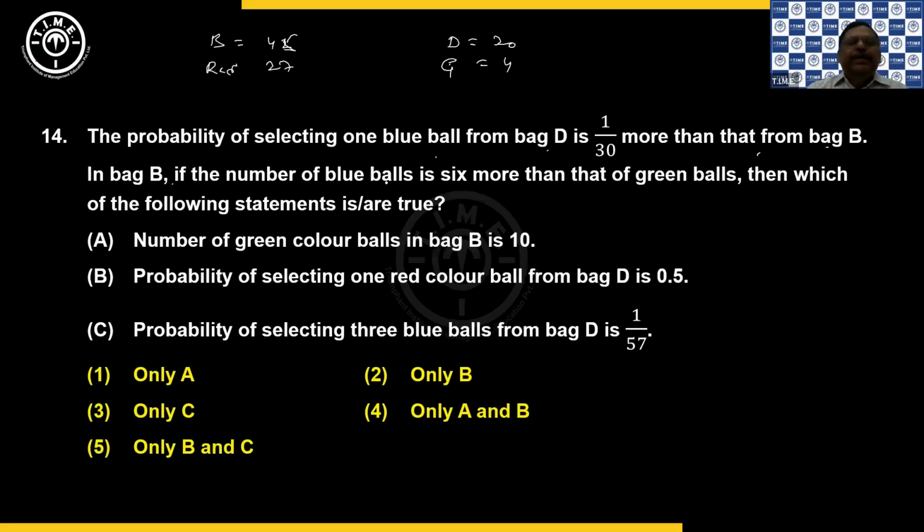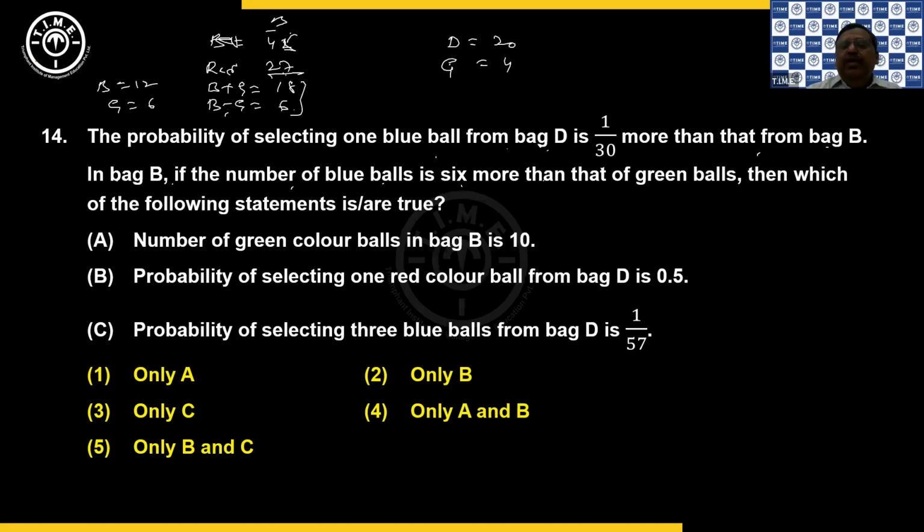So friends, in bag B the total is 45, so 27 is in B means 18 blue and green balls together is 18. But he says in bag B the number of blue balls is 6 more than green balls, so B minus G is 6. If you solve this, you get B is 12 and G is 6. 12 plus 6 is 18, 12 minus 6 is 6, right? Now, what is the question?